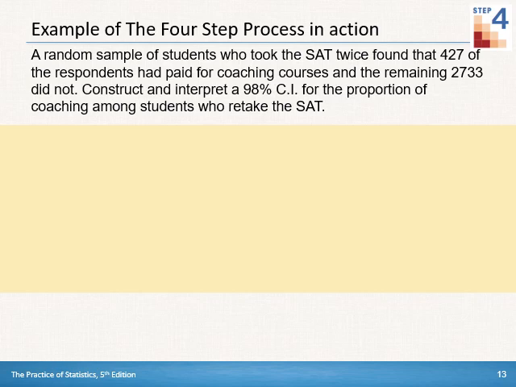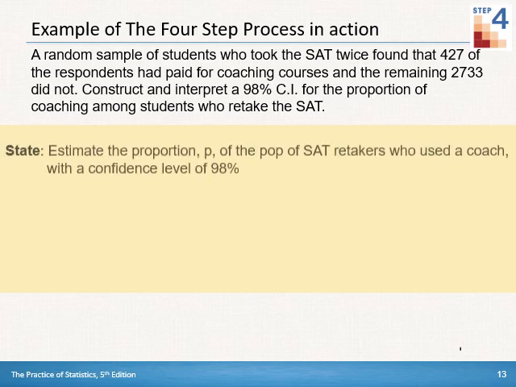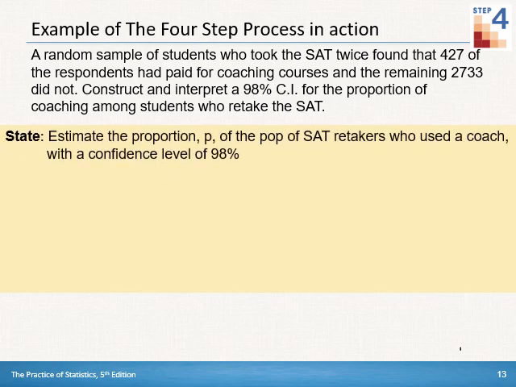All right, so step 1, or what we're going to call the state. What is it that we're trying to do? We're trying to estimate the proportion, P, of the population of SAT retakers who are coached. And we want to use a 95% confidence level. So we're telling three things there. What are we doing? What are we trying to estimate? And also, with what confidence level.